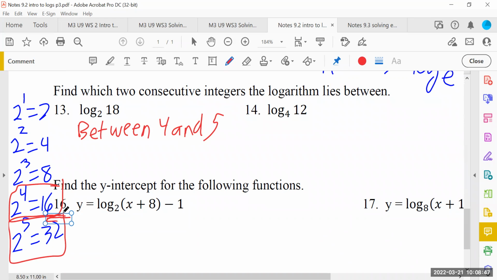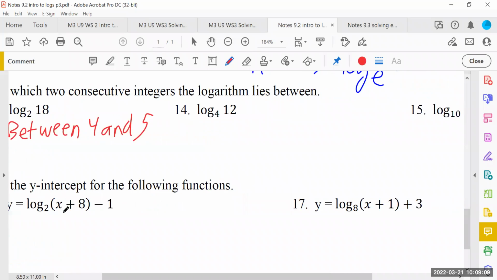2 to the fourth is 16, too small. 2 to the fifth is 32, too big. My answer is somewhere in between those two. Later on, I will show you how to find the exact answer with a calculator. For now, though, I just need that approximate answer, that it's in between those two numbers. Does that idea make sense to everybody?